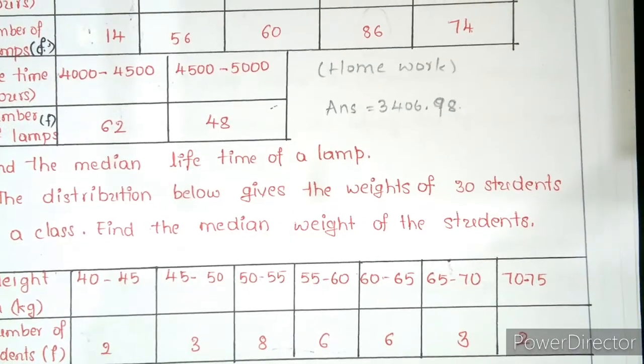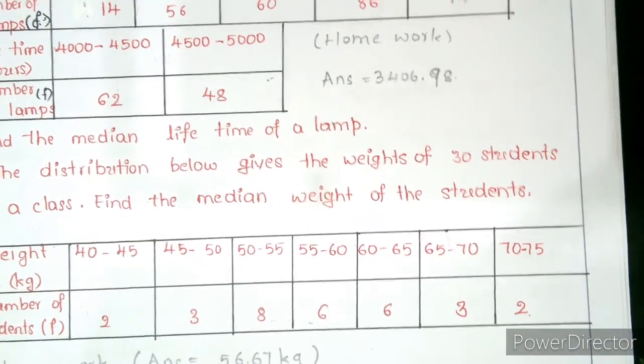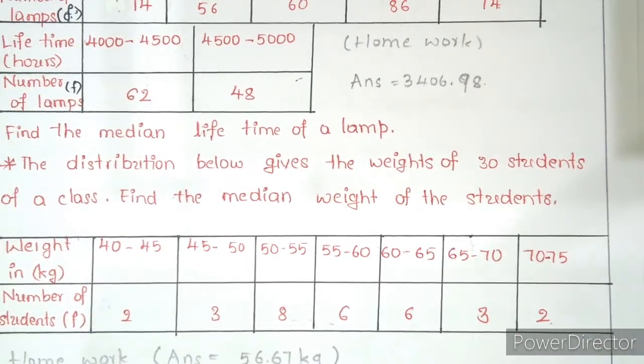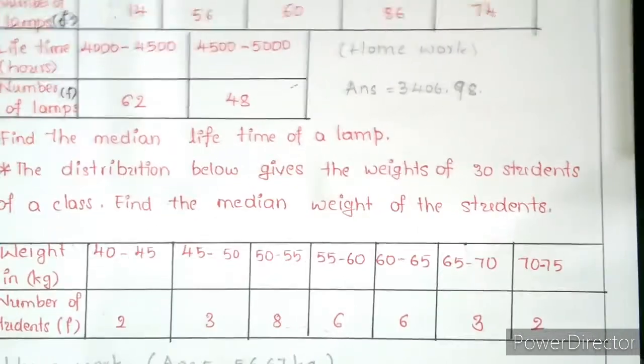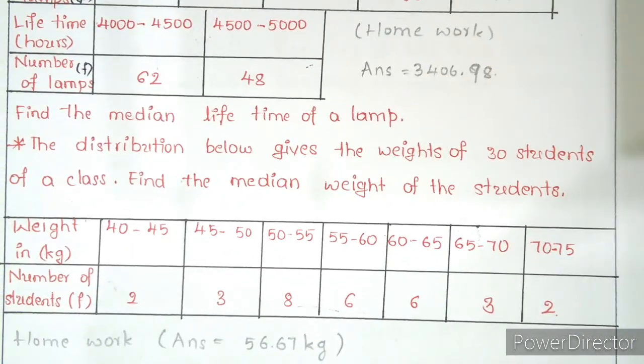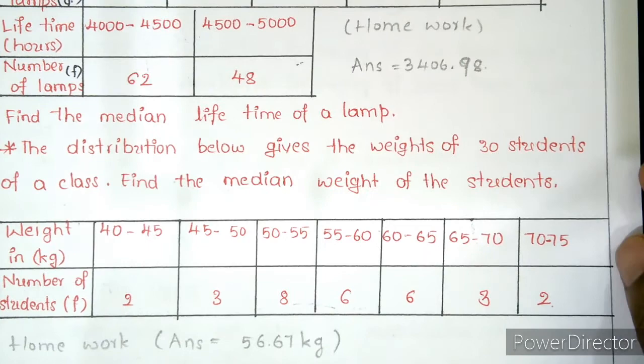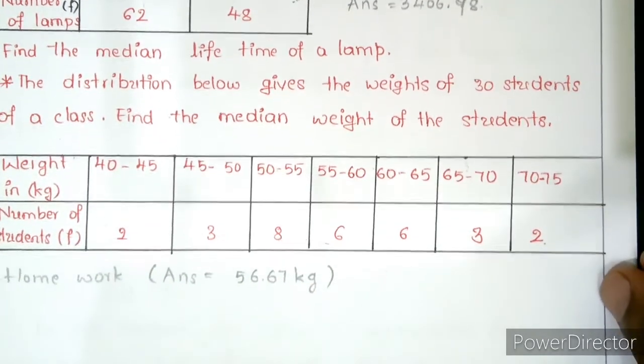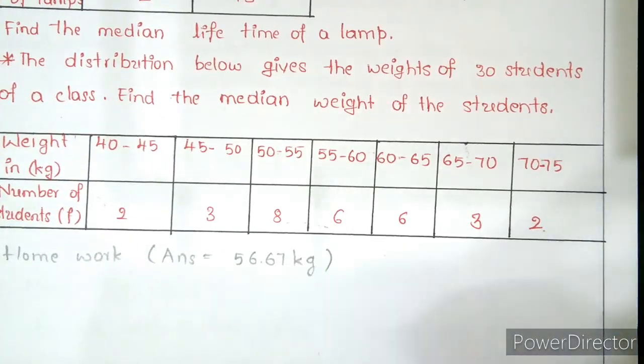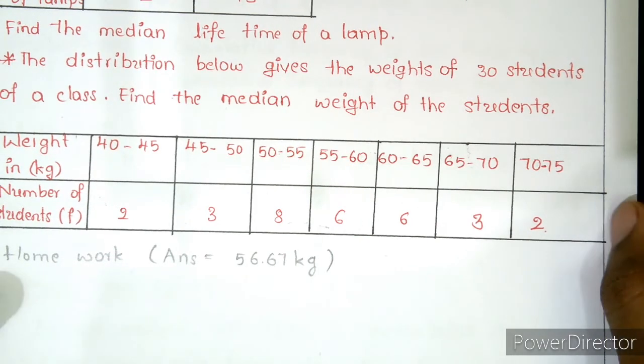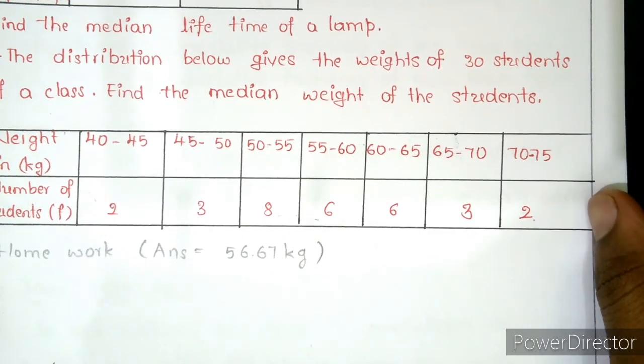The distribution below gives the weight of 30 students of a class. Find the median weight of the students. Weight in kg: 40 to 45, 45 to 50, 50 to 55, 55 to 60, 60 to 65, 65 to 70, 70 to 75. The number of students: 2, 3, 8, 6, 6, 3, 8. Homework. The answer you get is 56.67 kg.